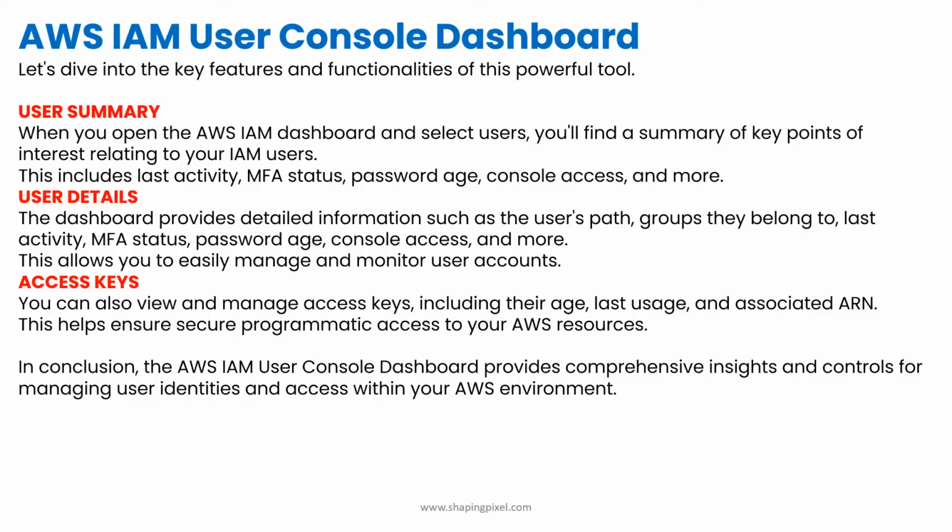The dashboard provides detailed information such as the user's path, groups they belong to, last activity, MFA status, password age, console access, and more. These allow you to easily manage and monitor user accounts. You can also view and manage access keys, including the age, last used, and associated ARN. These help ensure secure programmatic access to your AWS resources. In conclusion, the AWS IAM User Console dashboard provides comprehensive insights and controls for managing user identities and access within your AWS environment.